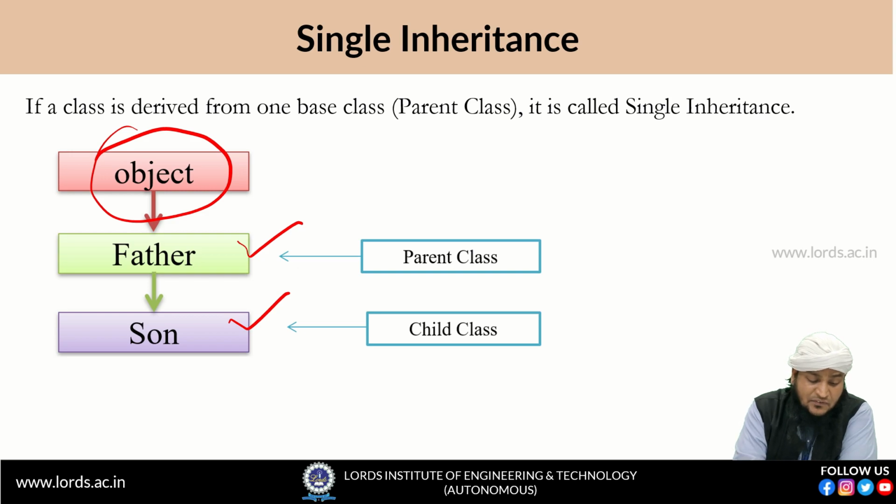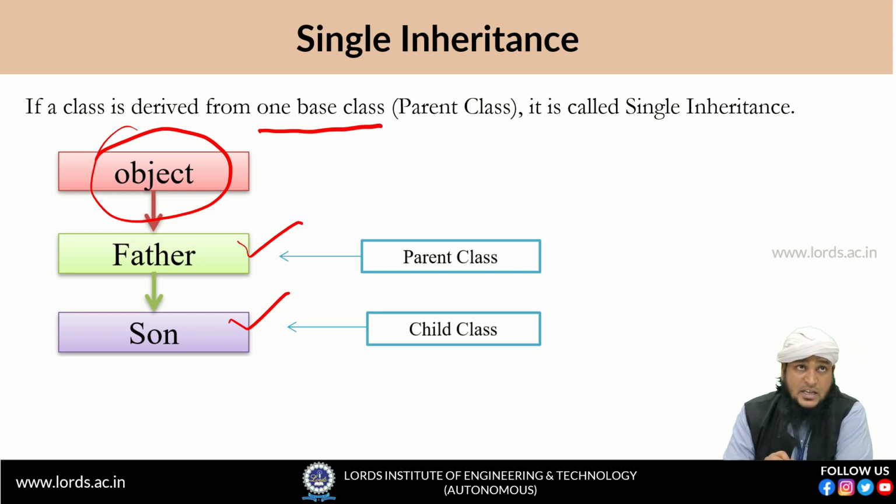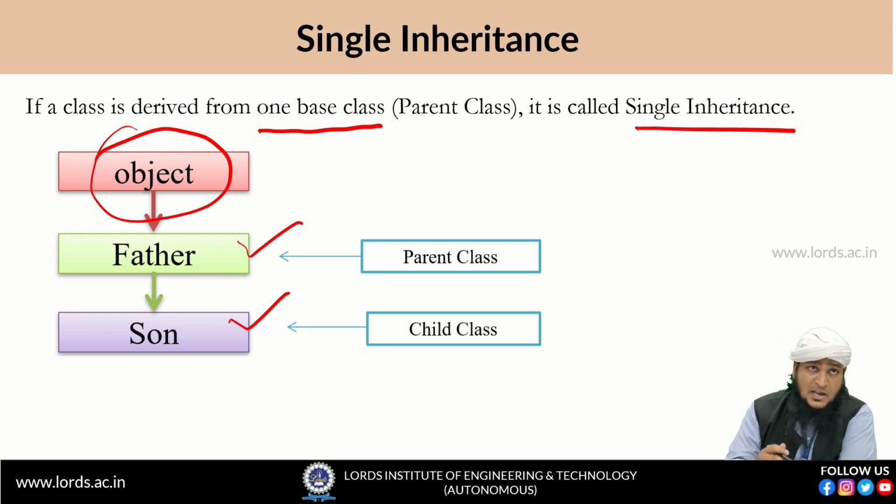So how can I tell if a class is derived from one base class? This is very important. If a class is derived from one base class, that base class obviously being a parent class, then this is called single inheritance. So the single inheritance concept is very simple. Let's say we have a father class. I am going to create another class as son, where I am going to inherit all the features of the father class to the son.